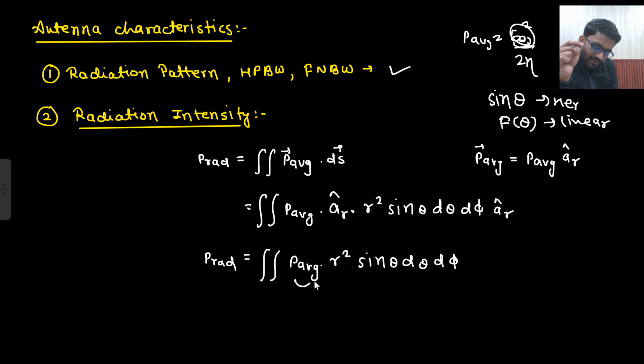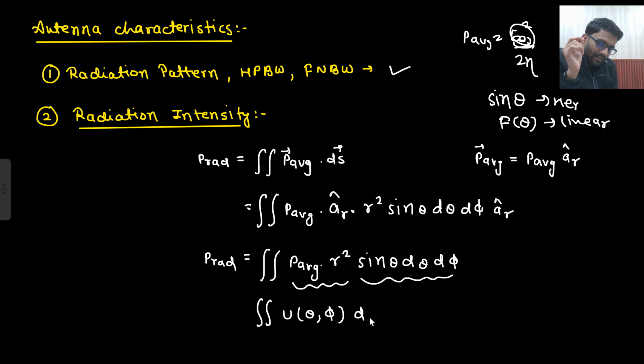So this P average times r square term is known as radiation intensity, which can be a function of theta and phi. r square is simply the radius, that you don't need to care about. But what is P average? P average is E naught square by 2 eta, or E theta square by 2 eta, and E theta could be a function of theta or phi as well. So this term is known as U(theta, phi). And this term is the solid angle. Yes or no? So this is another formula of P radiated that you are getting.